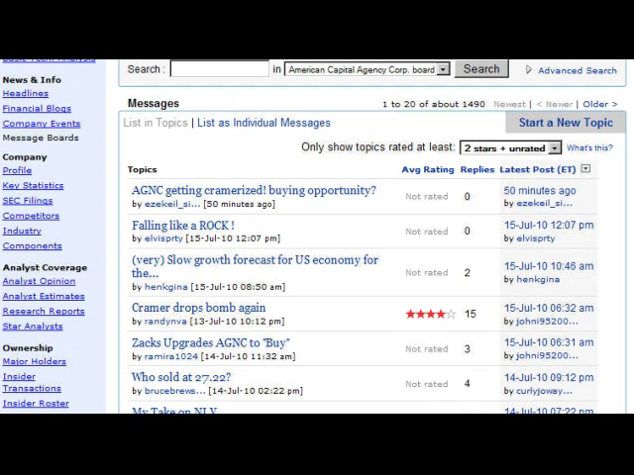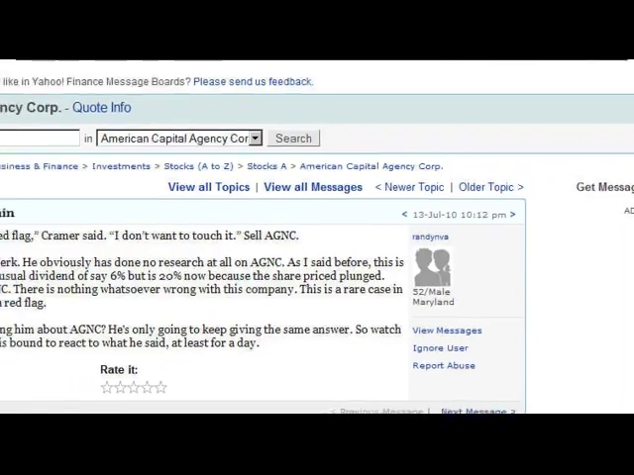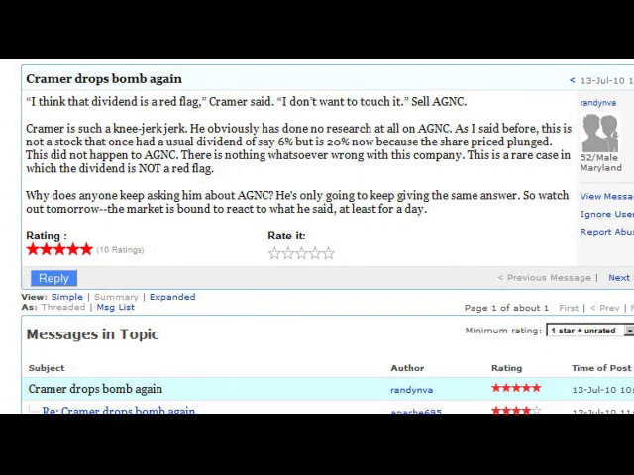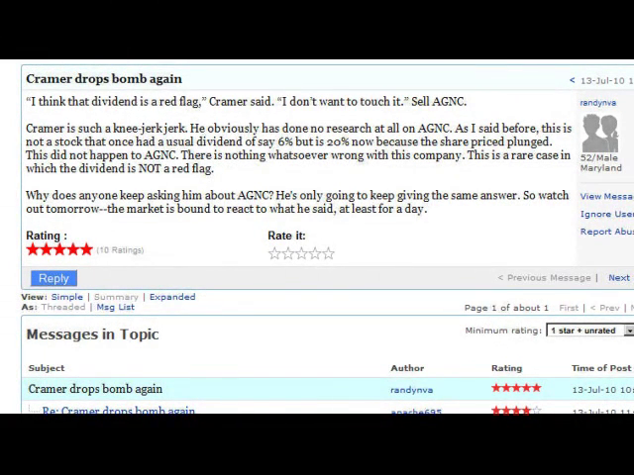Now I want you to pay attention to who did the post, because you'll figure out who's the bashers and who's the pumpers. And you'll even find some guys on here that are really good. Now when you go through here, these ratings do matter. Okay, Kramer drops bomb again. Kramer is such an idiot. I think the dividend is a red flag. I wouldn't want to touch it. Sell it.